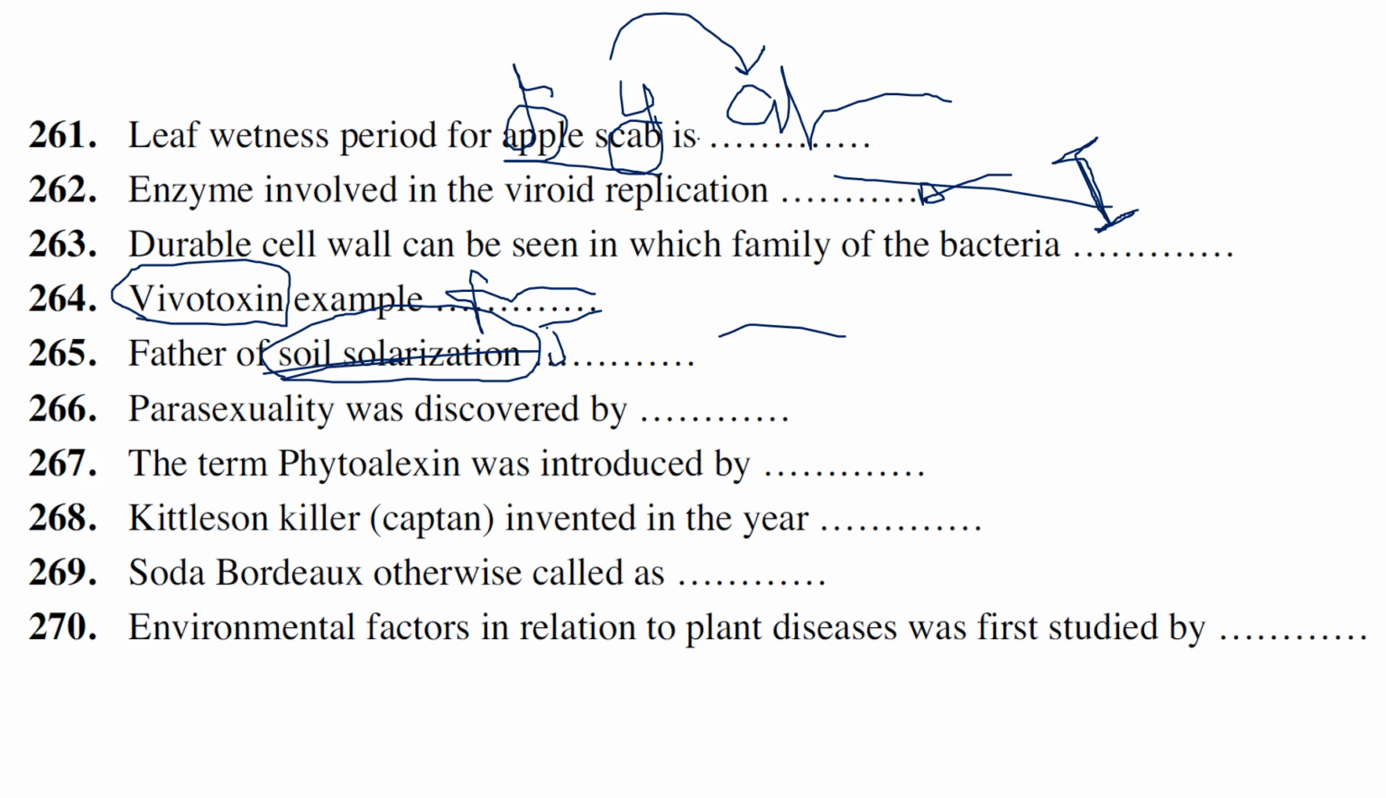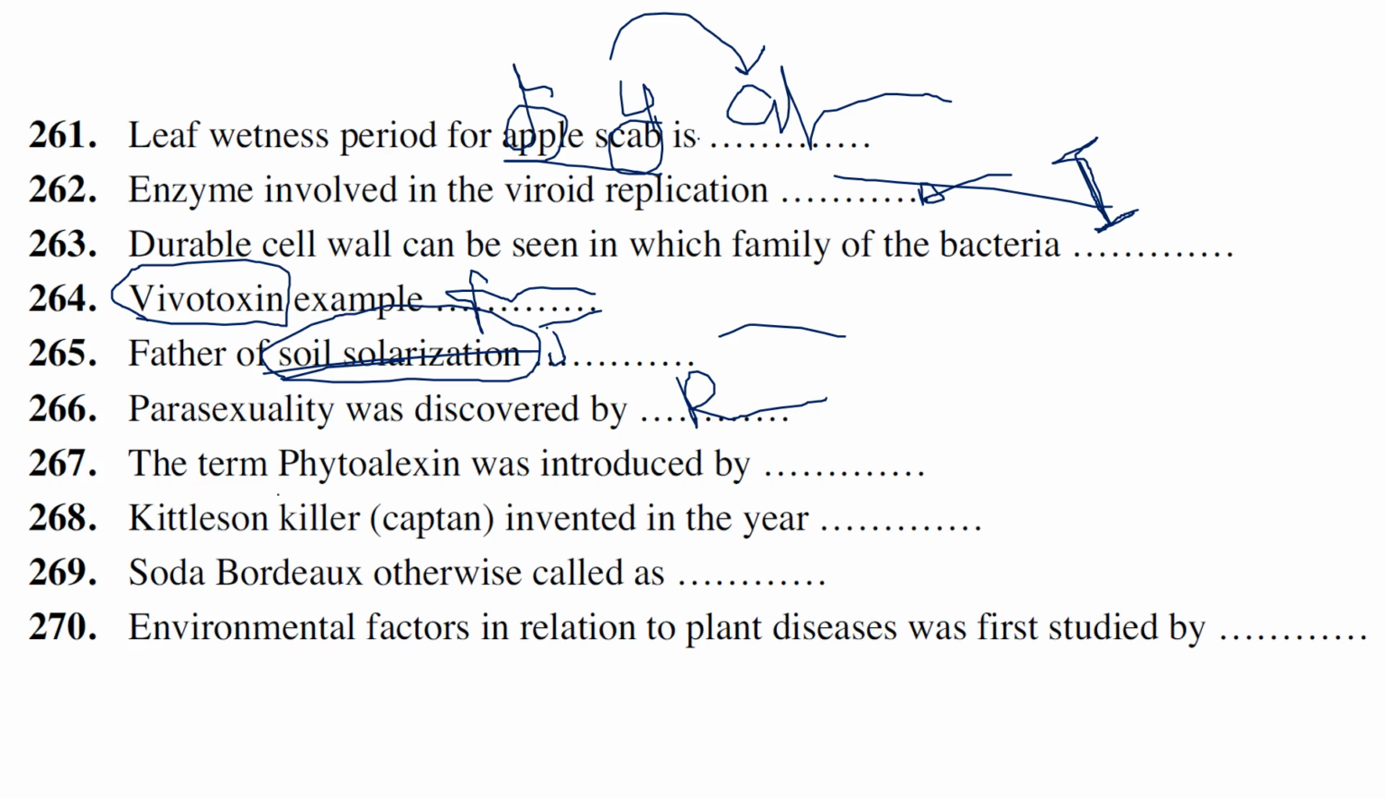The next one is parasexuality was discovered by. What is parasexuality, first of all? Generally in sexual reproduction of fungi, plasmogamy, karyogamy and meiosis occur in a sequence. Here in parasexuality, it never occurs in a sequence, or sometimes not at specified points. It occurs at unspecified points. This concept was first discovered by Pontecorvo and Roper in 1952 in a fungus called Aspergillus nidulans. So this is also important. In which fungus was parasexuality discovered? Aspergillus nidulans. Like that we can expect.